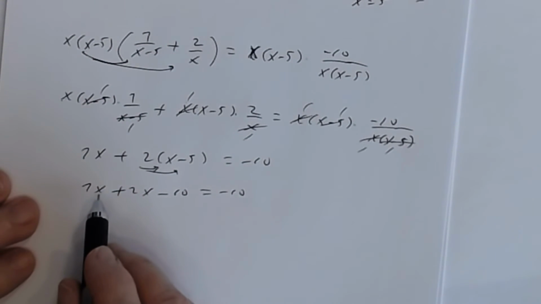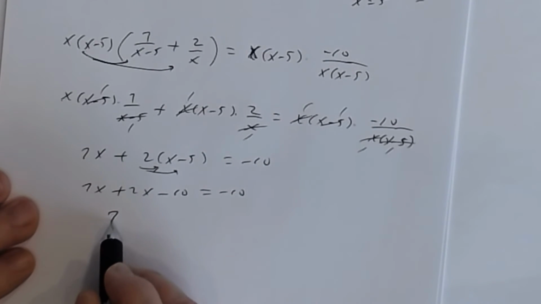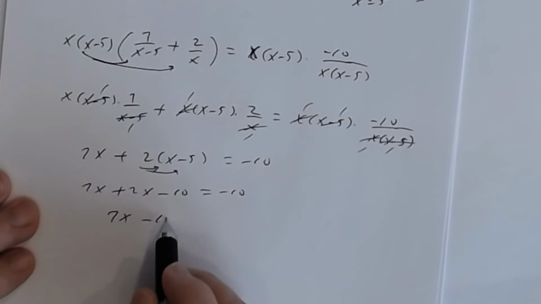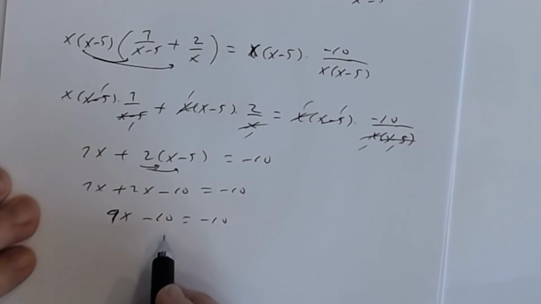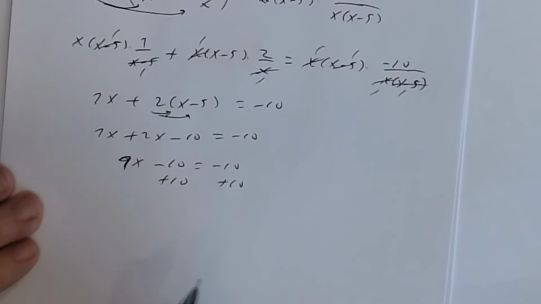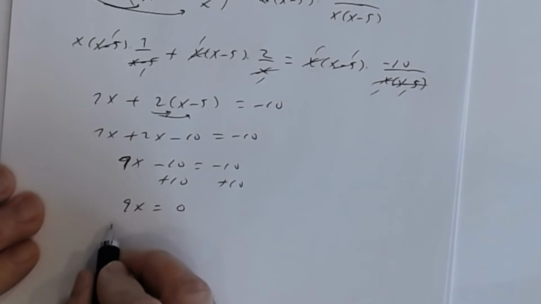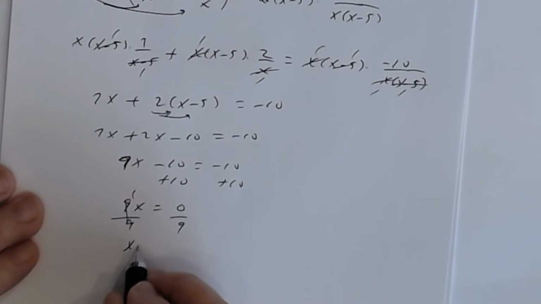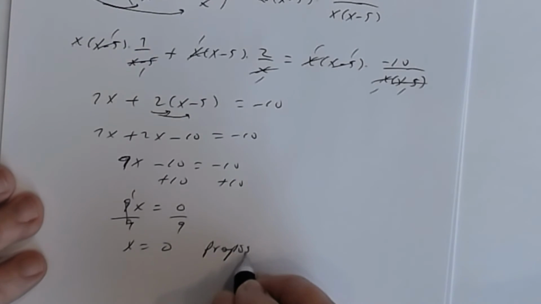Combining like terms, I get 7x plus 2x is 9x. And then minus 10 equal, 9x minus 10 equal negative 10. Adding 10 to both sides, I get 9x equal 0. Divide both sides by 9. I get x to be 0 divided by 9, 0. Now that's a proposed solution.